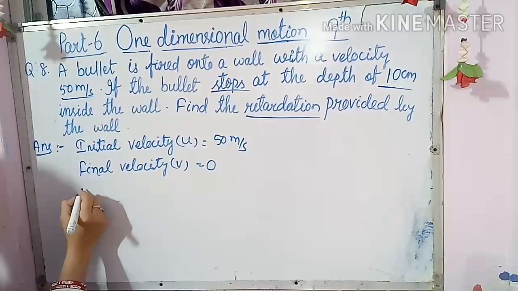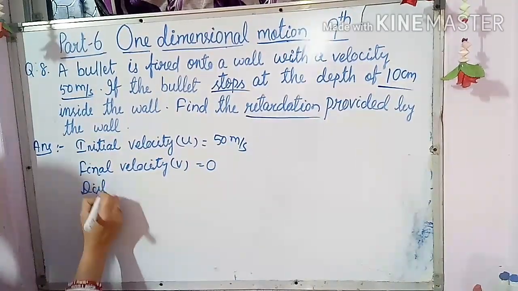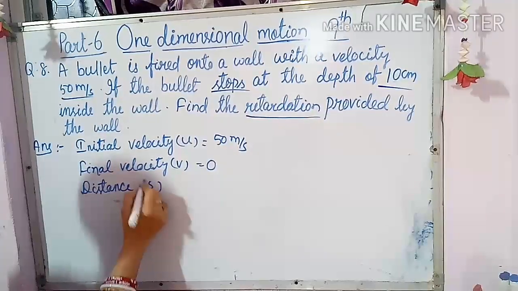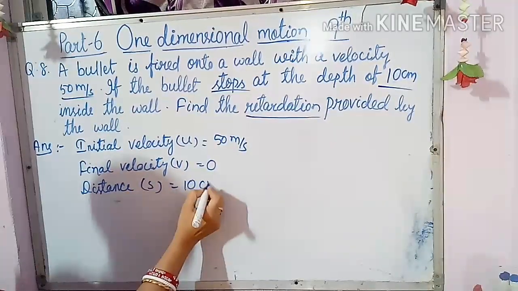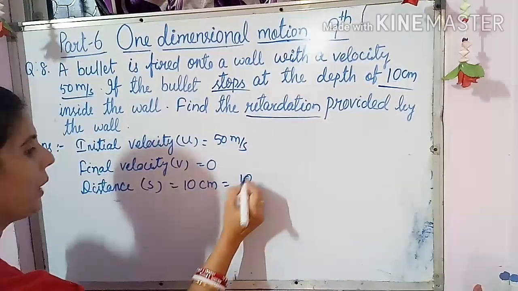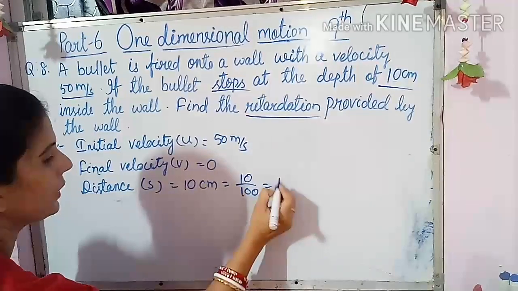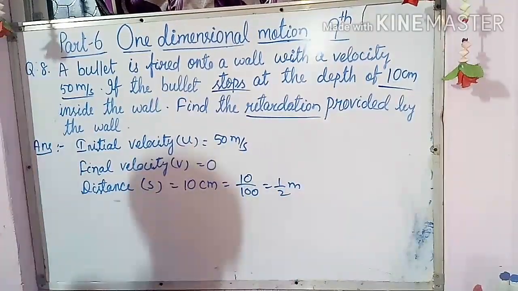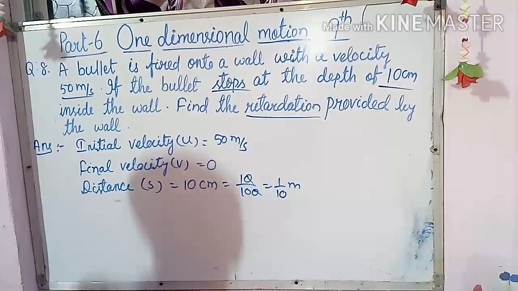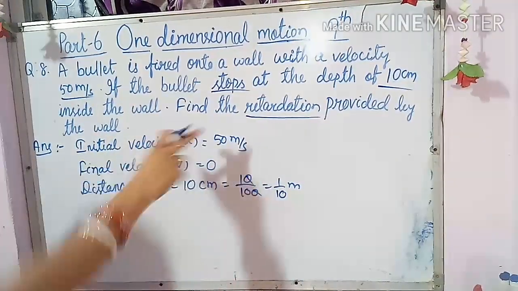Depth of 10 centimeter means total distance. It is how much distance it has gone. So distance s equal to 10 centimeter, but you cannot calculate with centimeter. You have to convert it into the meter. So 10 by 100, it is 1 by 10 meter. This is your distance.